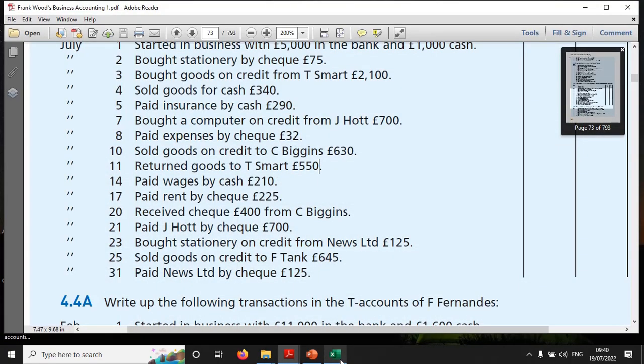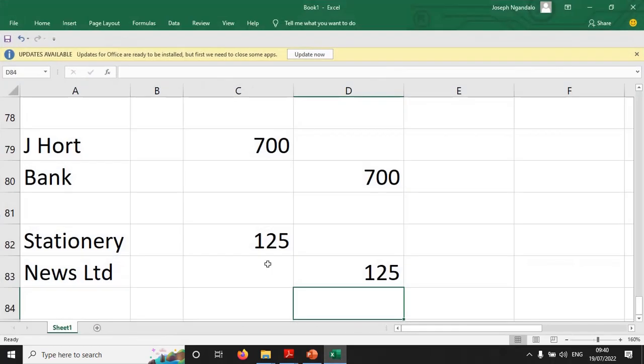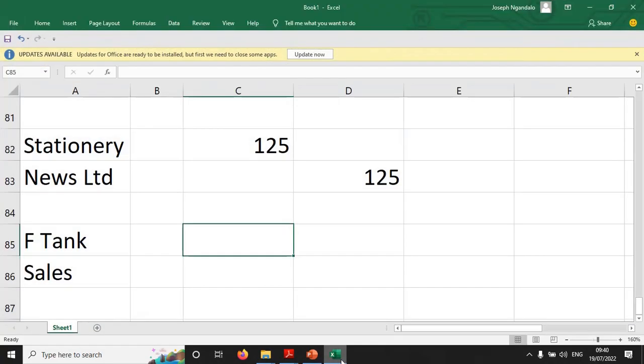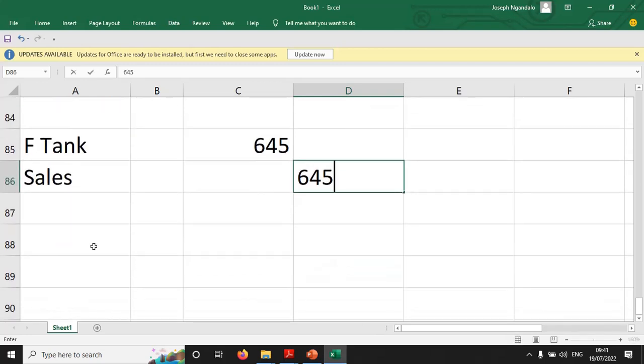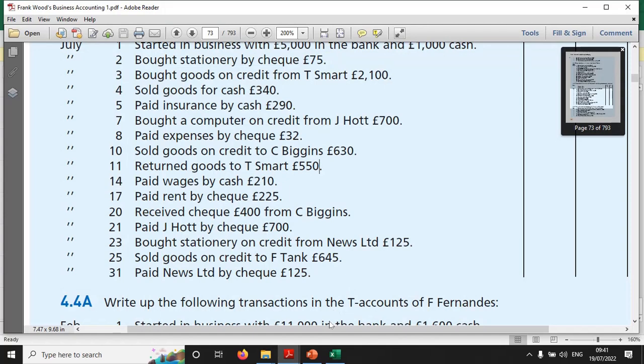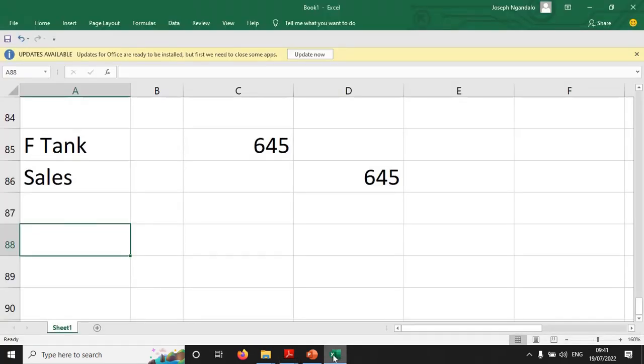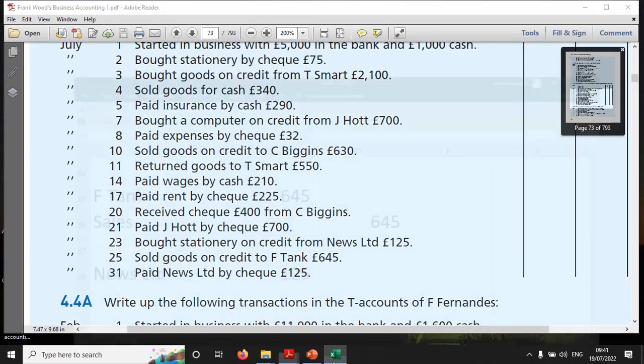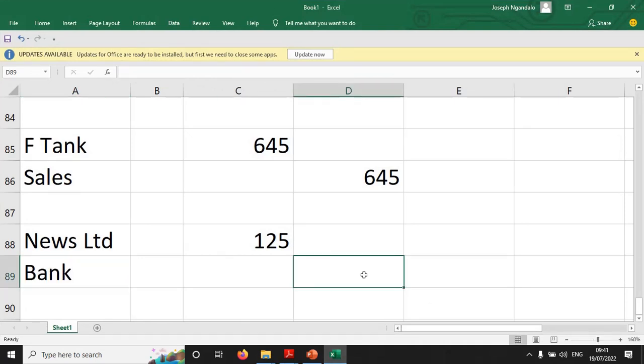And finally, sold goods on credit to F Tank. It's a credit sale, right? F Tank being a receivable. These are sales. How much did you charge him? 645. So here, finally, paid News Limited by check. So you're cancelling, eh? News Limited is receiving, right? How much is it receiving? How much is the company receiving, rather? And then you are paying by what? By check, right? So bank is reducing.